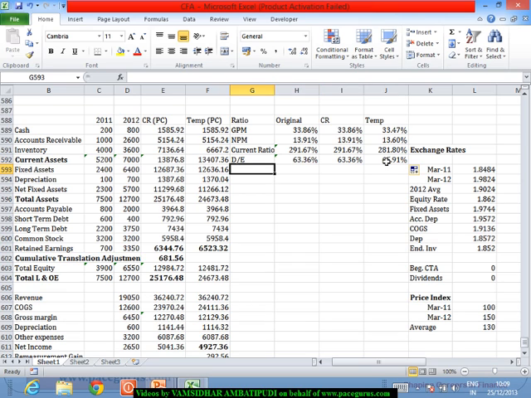But if I look at mixed ratios, especially like return on assets, net income divided by total assets, this is something where things could be different. 20.87, 20.02. The reason is here we have translated them at the average rate, whereas in the assets they are translated at the current rate.